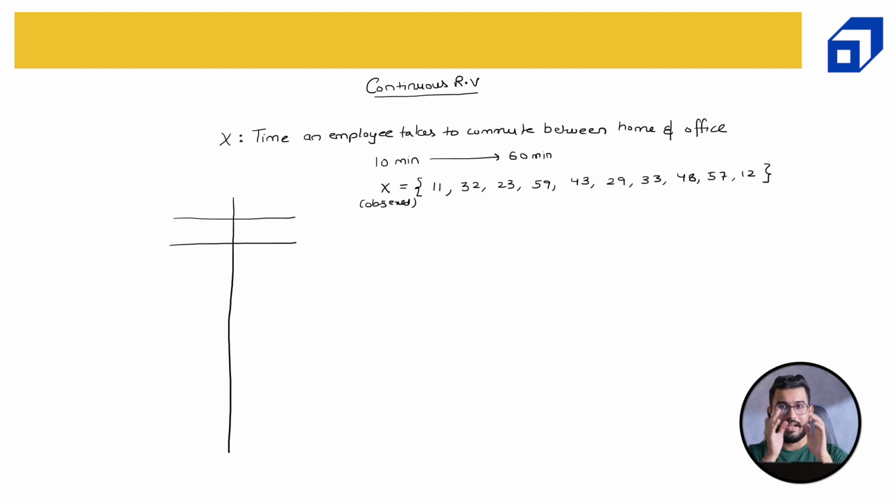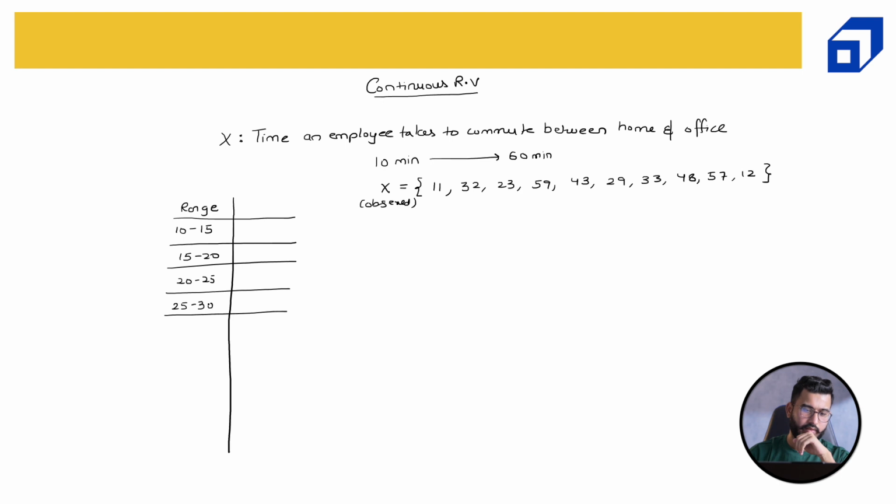Then what is the solution? I would go with the range. So let's define the range over here. So the ranges would be, let's say, from 10 to 15, 15 to 20, 20 to 25, 25 to 30, 30 to 35, 35 to 40, 40 to 45, 45 to 50, 50 to 55, and finally 55 to 60.